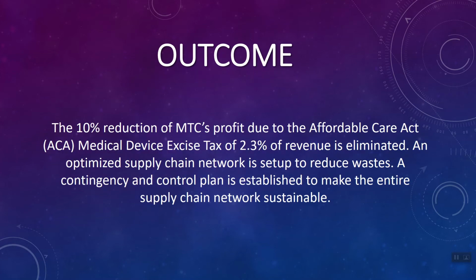The outcome of my analysis and my solutions were the 10% reduction of MTC's profit due to the ACA Act was eliminated. An optimized supply chain network is set up to reduce wastes. A contingency and control plan is established to make the entire supply chain network sustainable.